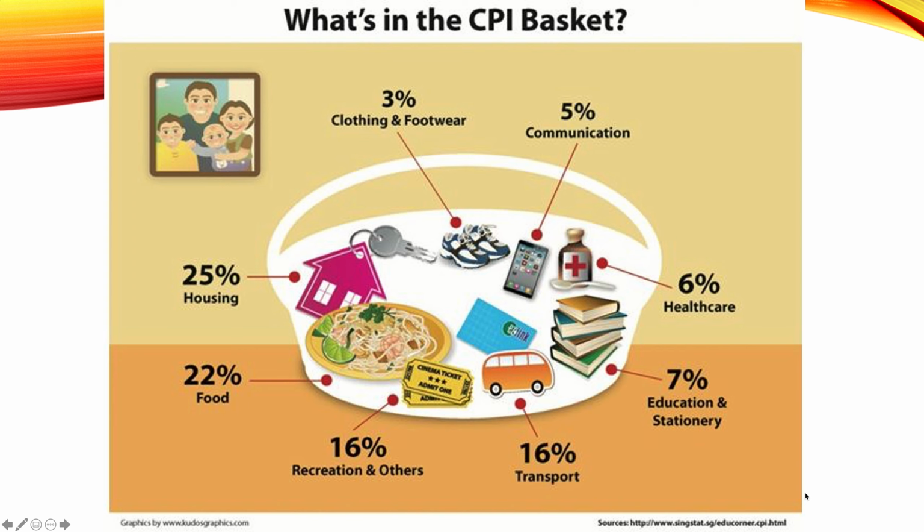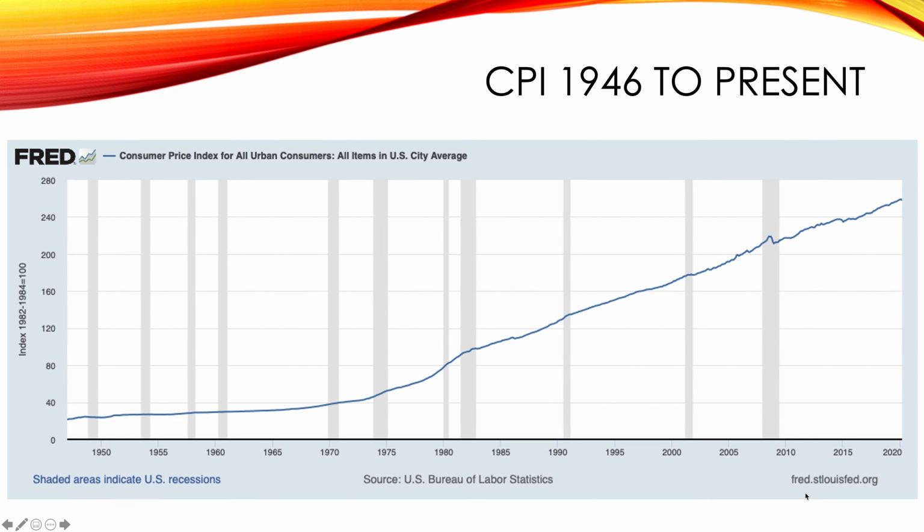So if you're wondering, what's happened to prices in the United States over history? Well, here's what we have since 1946. The blue line is the Consumer Price Index for urban consumers, all items in the US city average, basically what we call the price level. And you can see that almost always the price level is going up. Almost always. So here we are in 2020, and the CPI is just over 240.